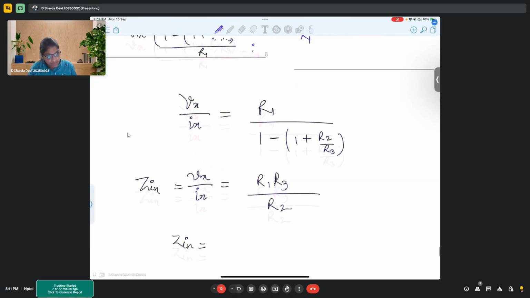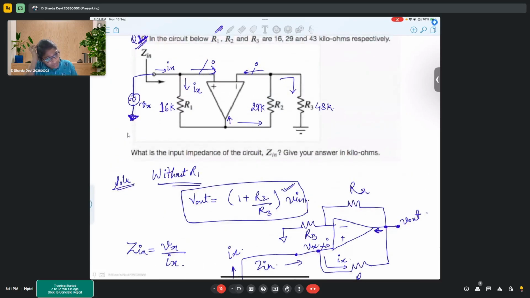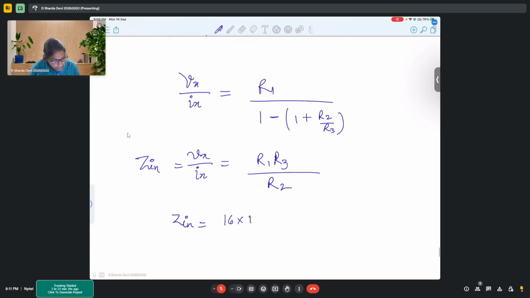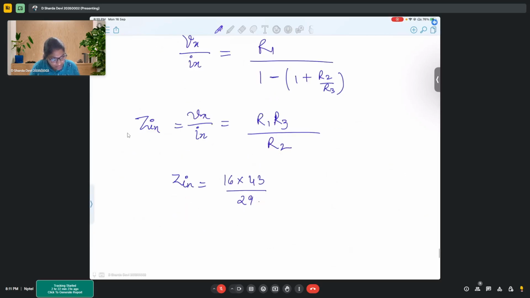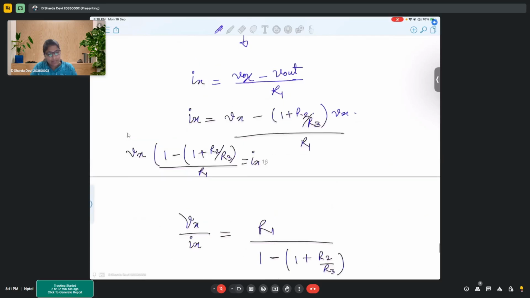And from here, when we substitute the values, which is how much? R1 is 16 into 43 by 29. So the Zn, what I have calculated, comes out to be 23.72 kilo ohms. Is this clear how we solved it?